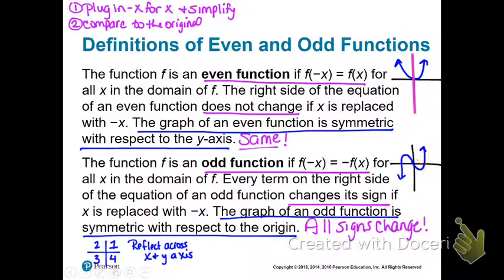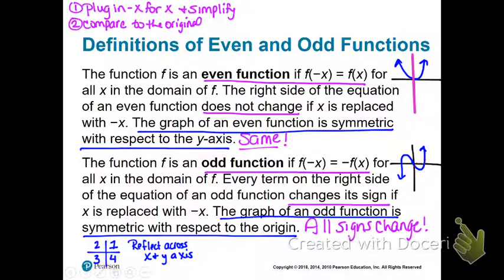Okay, let me check another quadrant. So what about this quadrant 4? If I reflect it across the x-axis, it's going to look like this. And if I reflect it across the y-axis, it's going to lie on top of itself. Therefore, it is symmetric to the origin, which means it would be an odd function.